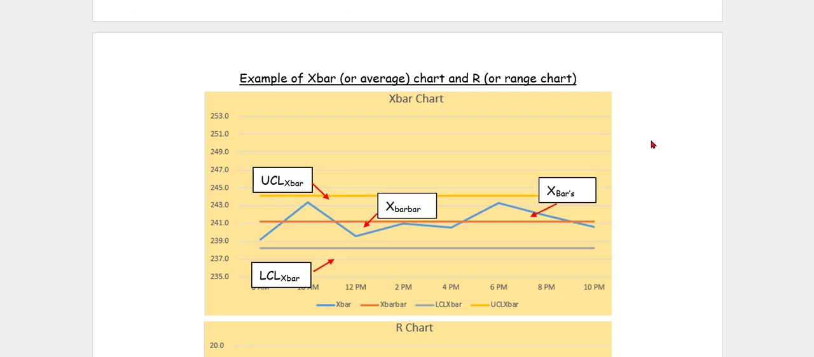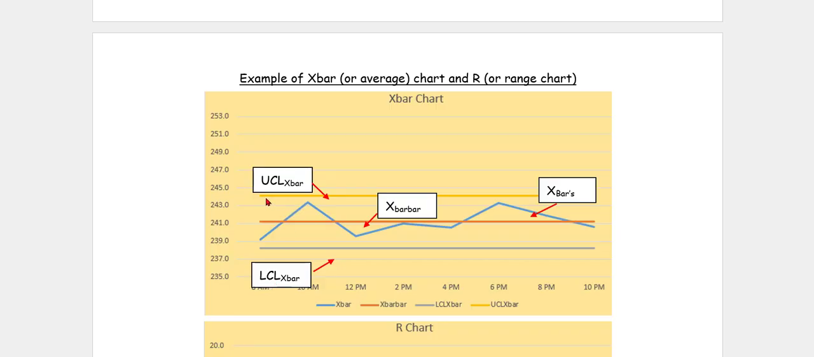Here's an example of an X bar chart. I'll show you the R chart in detail in just a minute. And there are some lines on this chart. One is the lower control limit for the X bar, which is X bar is just a fancy way of saying the average. And notice it does not say lower specification limit. It does not take into account what the engineering people say the specification needs to be. It is simply what the process is currently capable of operating to. So lower control limit, not lower specification limit.